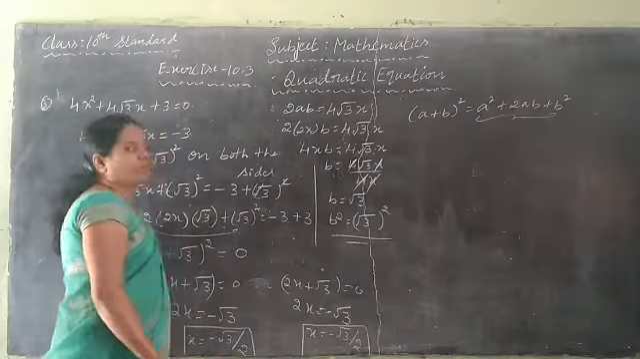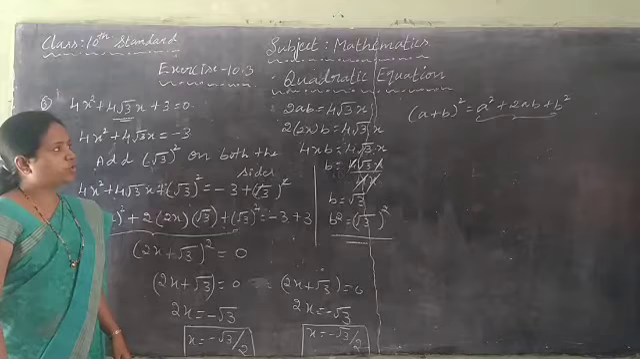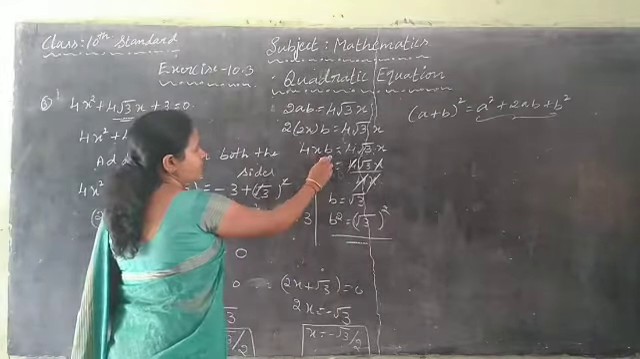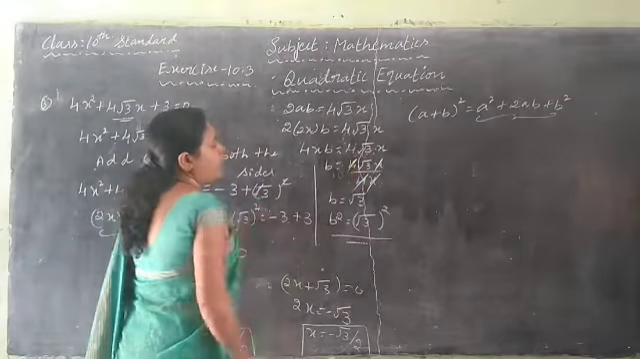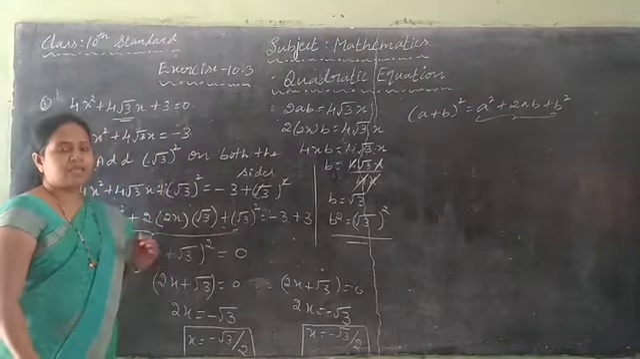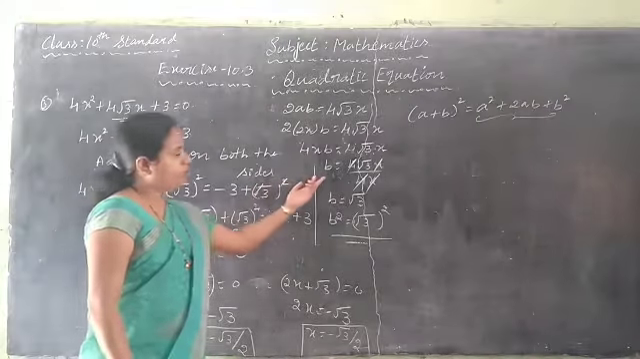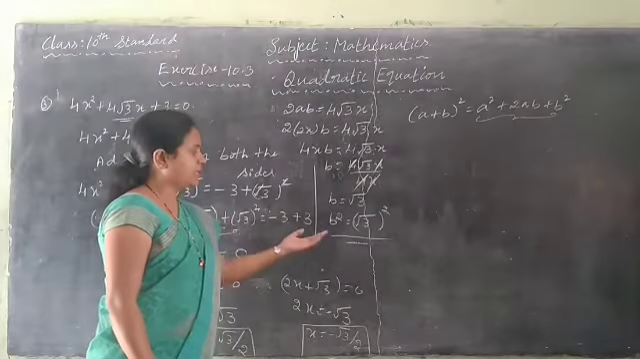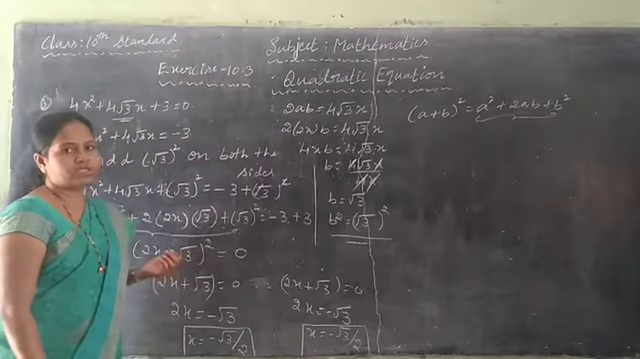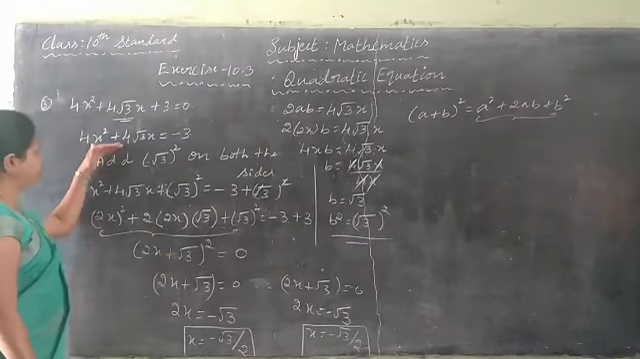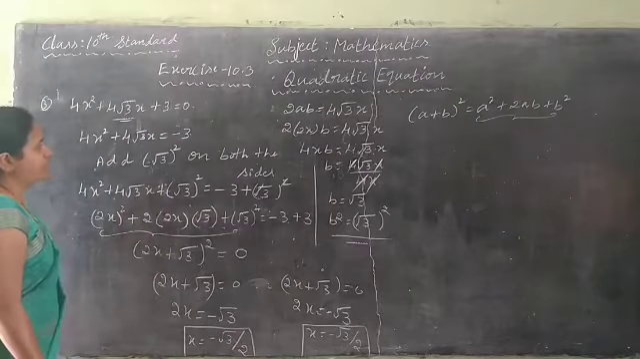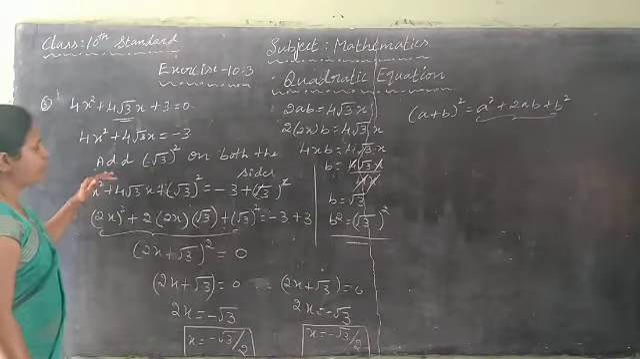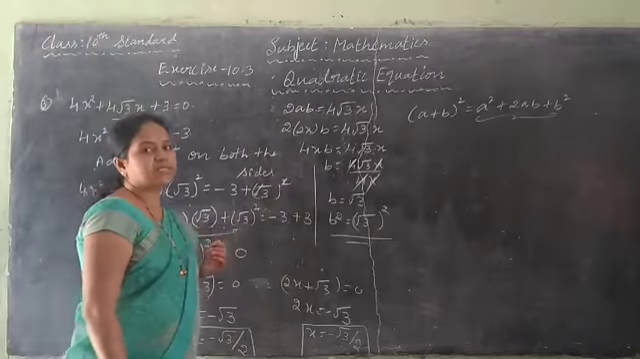2ab is equal to 4 root 3 x. 2 into a, the value of a is 2x, children. So 2x into 2 is 4x, times b, we will get is equal to 4 root 3 x. Then keep b on the left side, transfer 4x. Then you will get b is equal to root 3. Then b square is equal to (root 3) whole square. Right. Now transfer plus 3 to the right hand side, children. When you transfer, you will get minus 3.